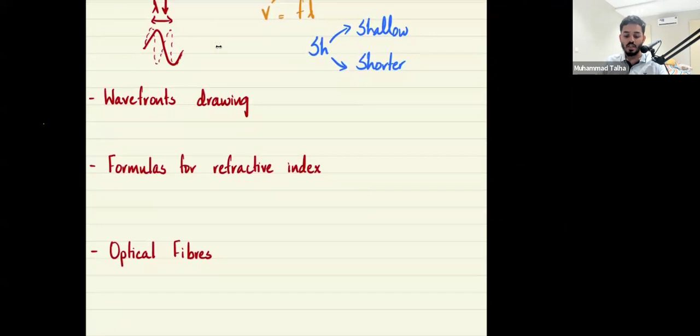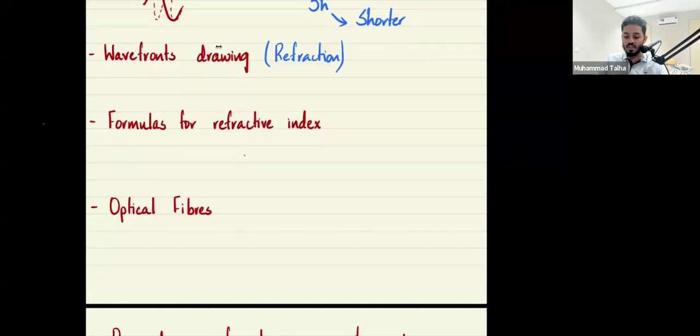Diffraction has been asked in the most recent paper. It was also asked in one of the papers in 2023. So in my opinion, diffraction will not come in, but you can definitely have a wavefront drawing question for refraction. Right, so this can definitely come in.